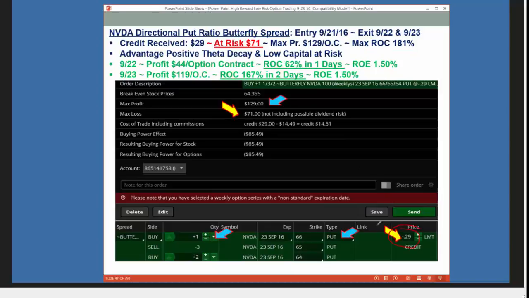So $29 credit, dollar wide spread, ratio butterfly, potential profit of 129. So you've got a lot of different profit potentials on this trade. It's not just one dimensional.